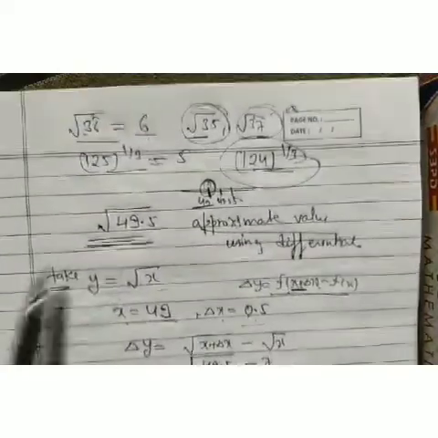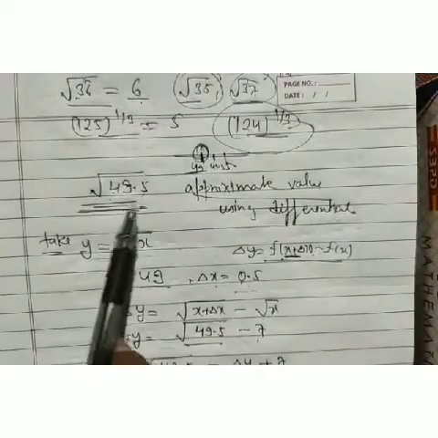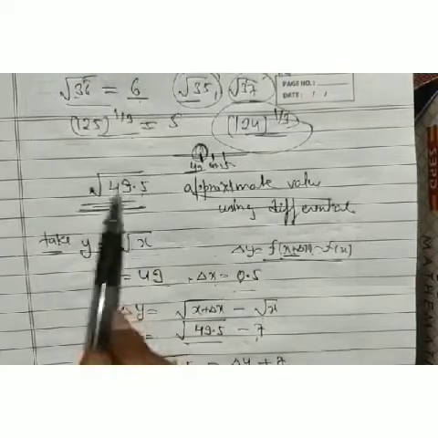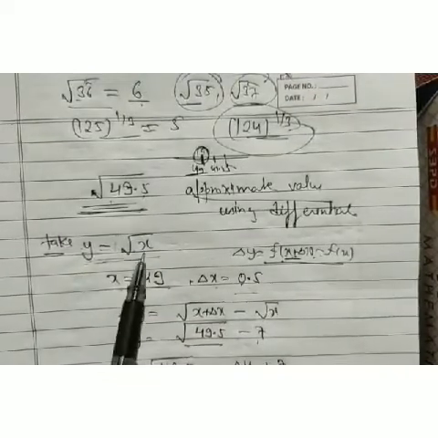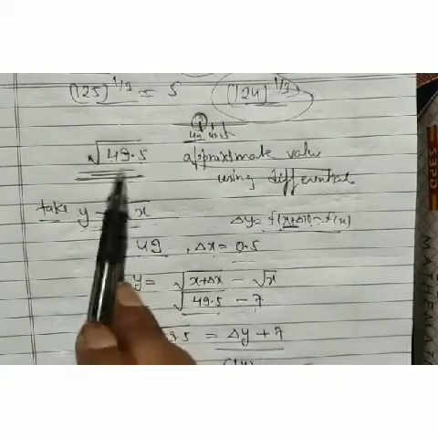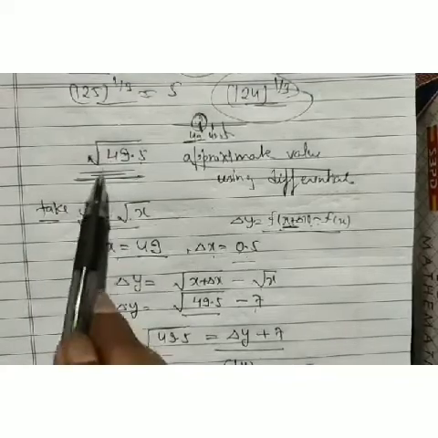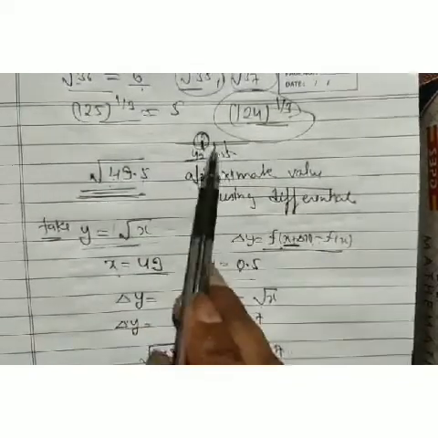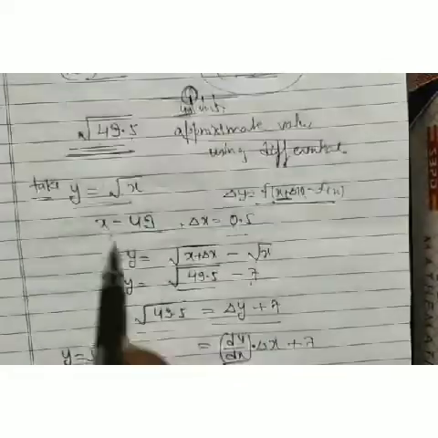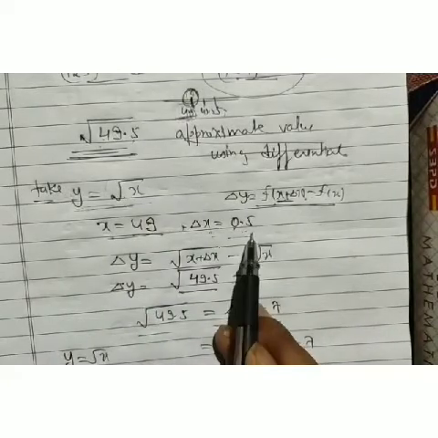I'm going to revise again. We just have to find the approximate value of under root 49.5. What do we do? First of all, we identify our function. It's the square root of x, so y equals root x. To get the value of 49.5, we take the nearest number which is a perfect square. 49.5 lies between 49 and 50. The nearest perfect square number is 49, so we take x as 49, and the rest is our delta x.